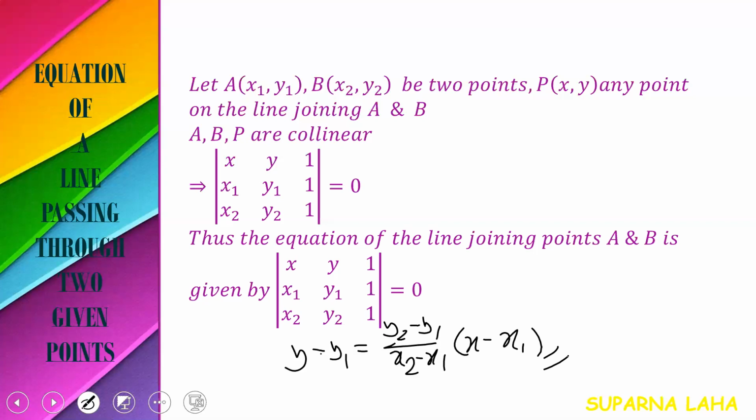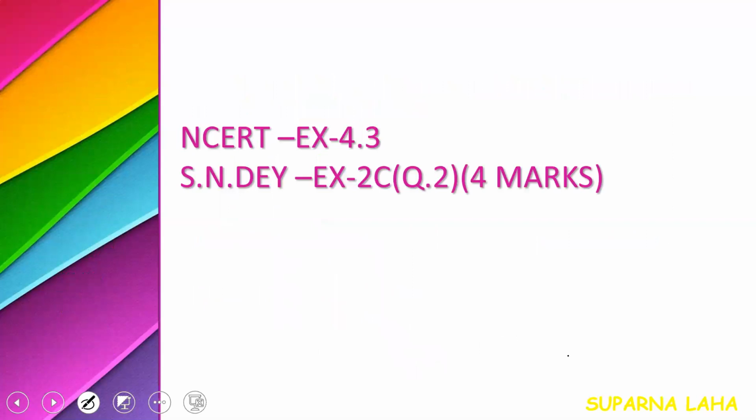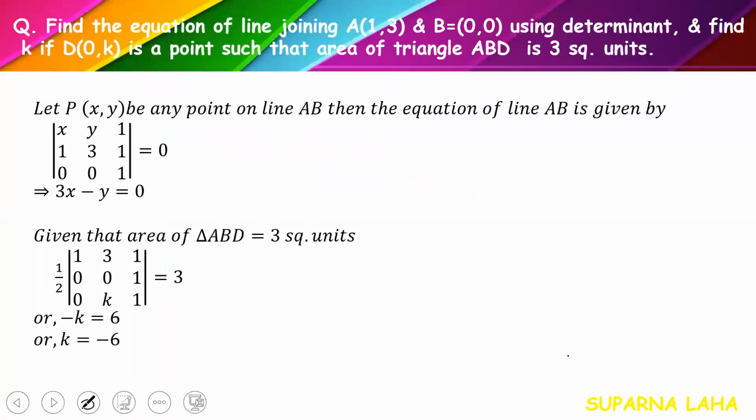Okay, let us solve some problems related to the area of a triangle, collinearity, and the equation of a line passing through 2 points. Here are some questions chosen from NCERT and from Ascend exercise 2C, 4 marks questions. There are some questions from this portion, that is, area of a triangle, collinearity and the equation of a line. Here is the first problem.